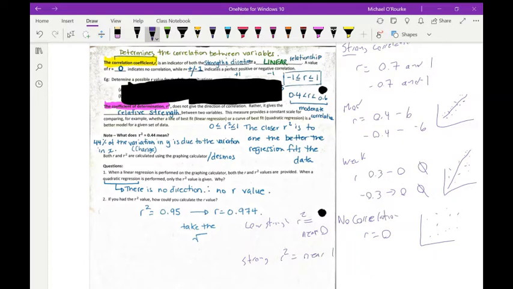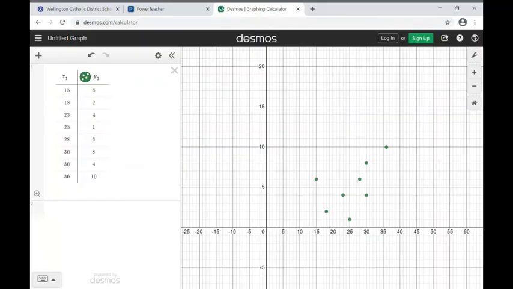So if you ever have an R value, let's say my R value is 0.5, I can find my R squared value by just taking my R value and squaring it. Okay. All right, and then I'll show you in a couple seconds how to use Desmos to figure this out. Okay, so that's an example of what we're working with here. So make sure your notes are filled out, and we'll go from there.